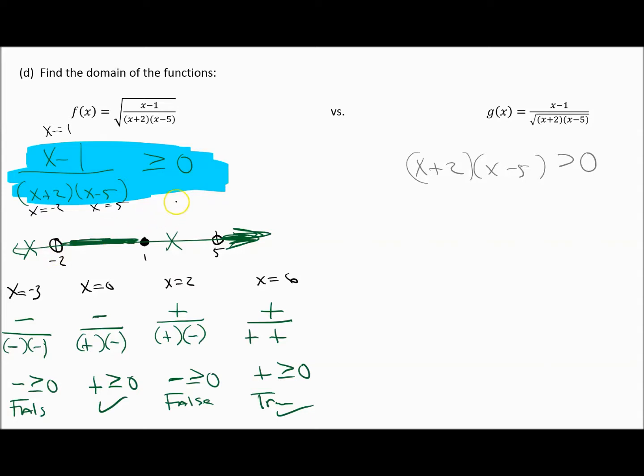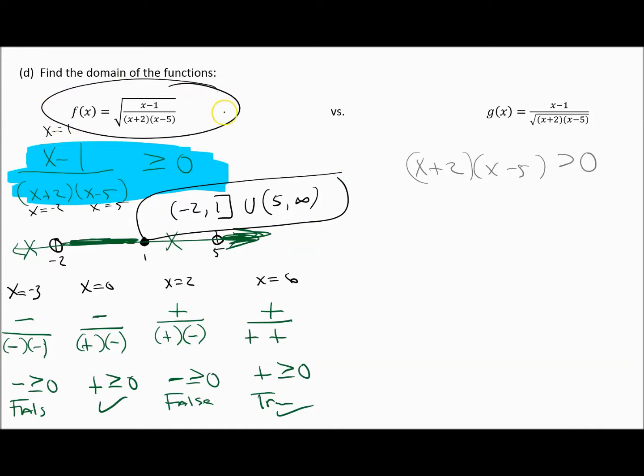So parenthesis -2 to 1 with a bracket, union parenthesis 5 to infinity. Now what did we find? We just found the domain of this function. That is the domain. That's what we're finding in every single problem in this video, is the domain, what we are allowed to substitute into that function.